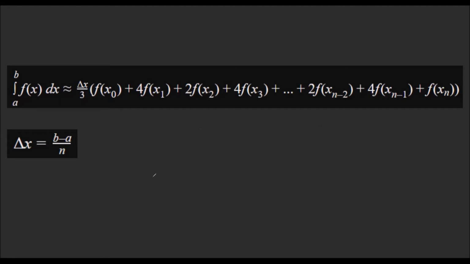The formula for delta x is equal to b minus a over n. Delta x can be seen here. And n in this situation is going to be equal to the number of subintervals.